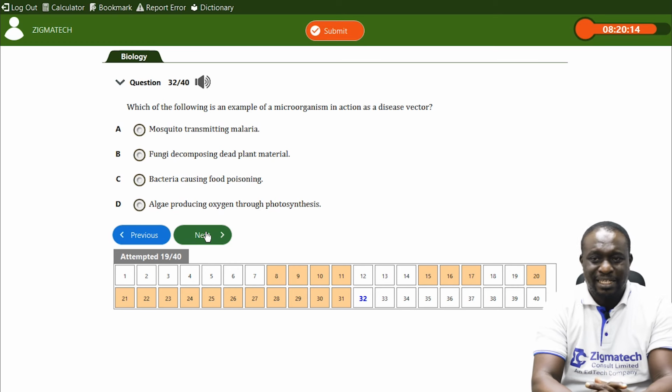Option D says algae producing oxygen through photosynthesis. Photosynthesis is not a disease. It has nothing to do with diseases.